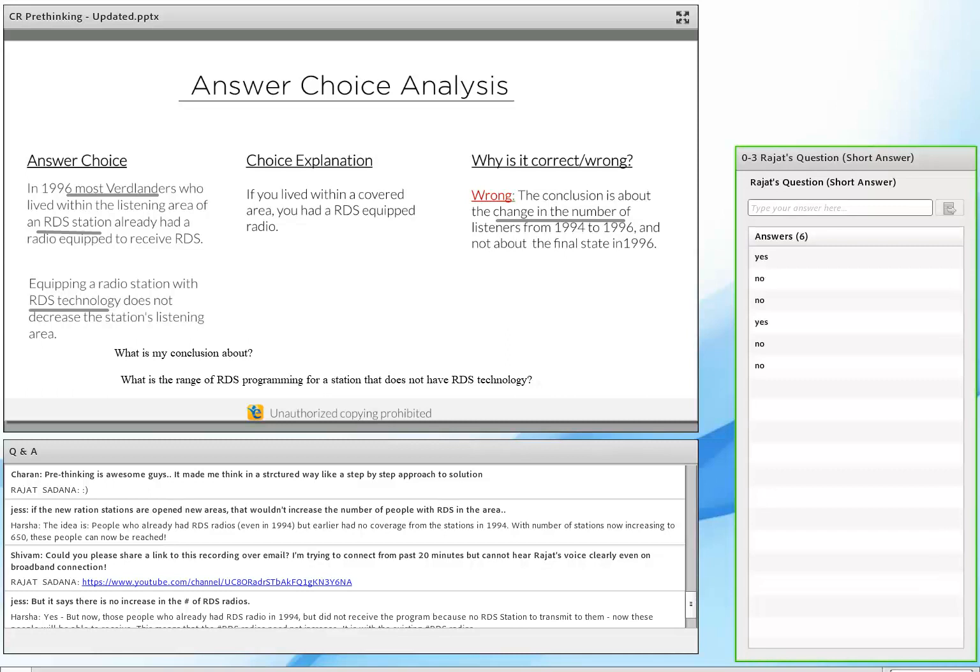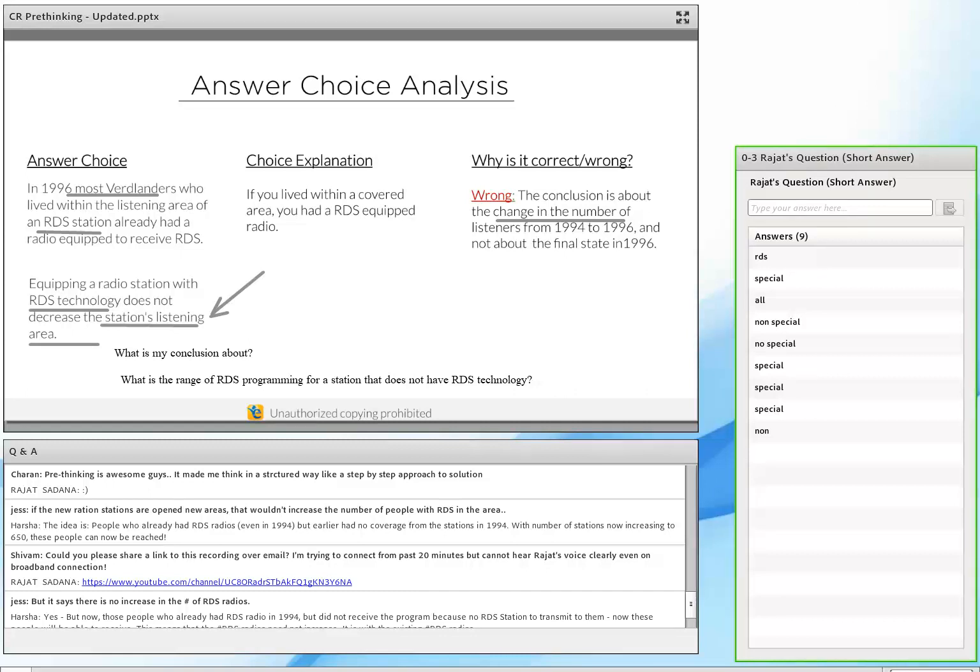Okay, so when you see this answer choice which says equipping a radio station with RDS technology does not decrease the station's listening area, what kind of programming is this talking about when it talks about the station's listening area? Is it special programming or is it non-special programming? It is non-special, guys. Why? Because without RDS technology for special programming, the range is zero.